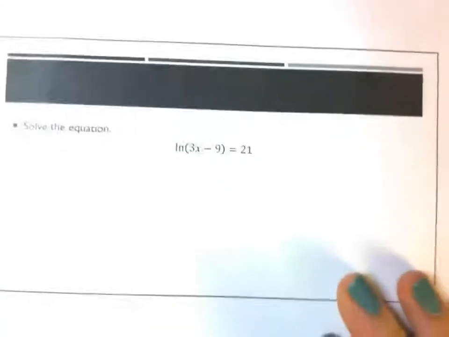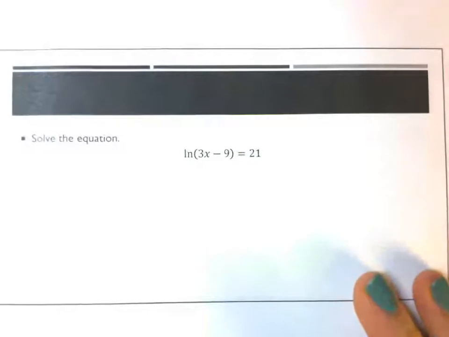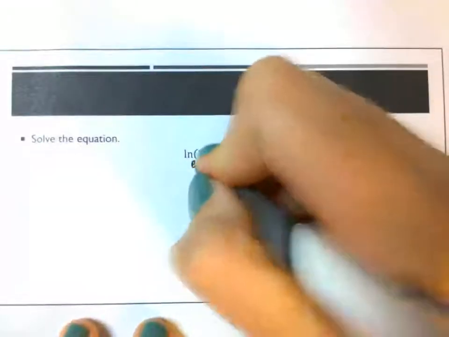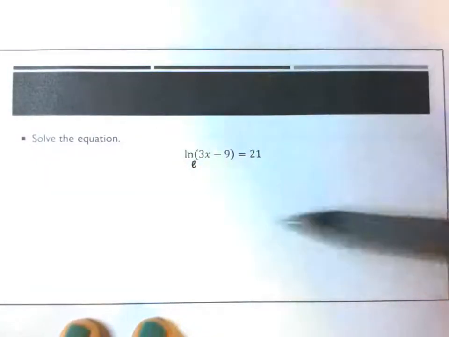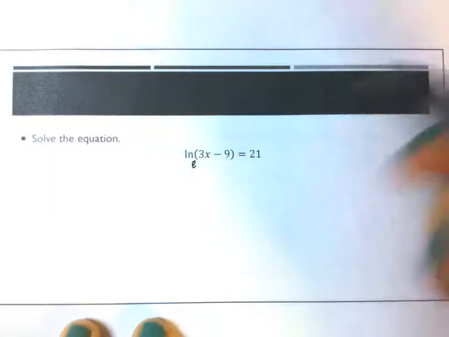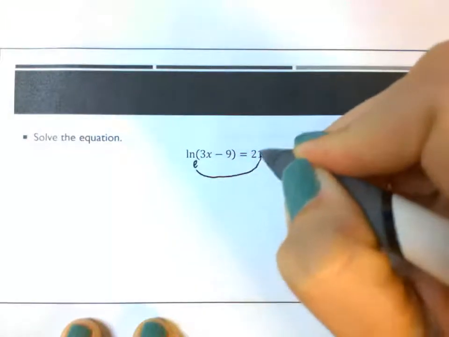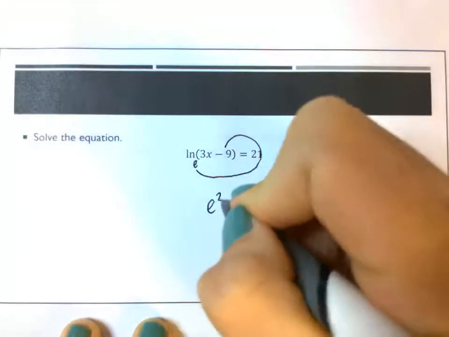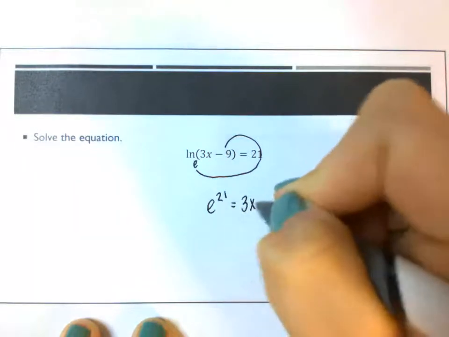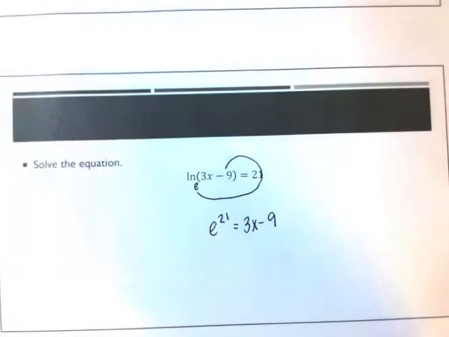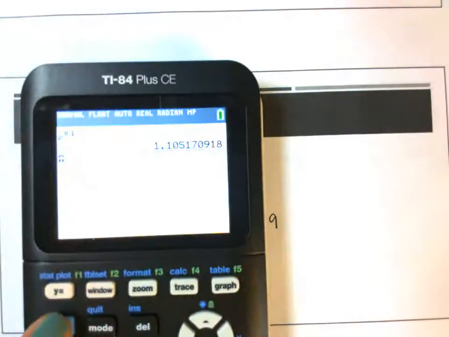All right. So what is my base here? My base is e. So I'm going to make a note of that to myself. And when I spiral this, what am I going to get when I write this in exponential form? I'm going to get e to the 21st equals 3x minus 9. Now, we're going to see a unique problem here because when I go to do e to the 21st, I'm going to get a pretty big number.